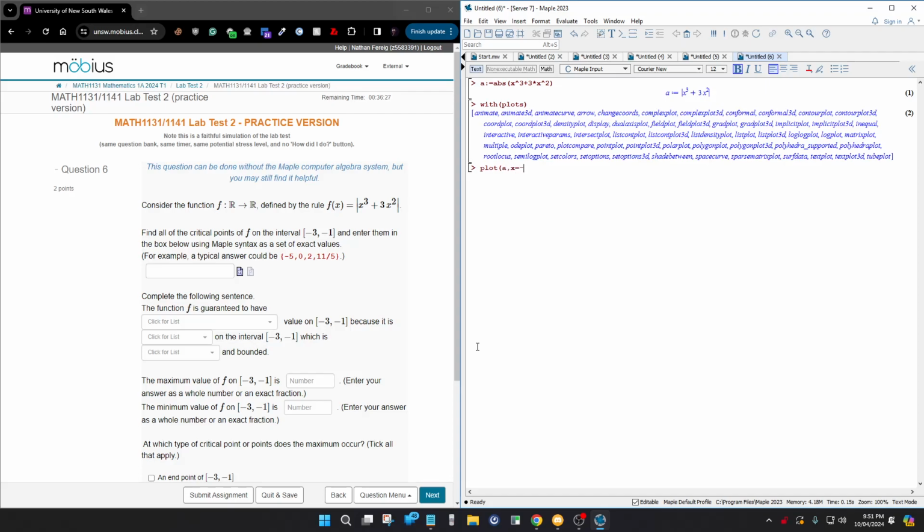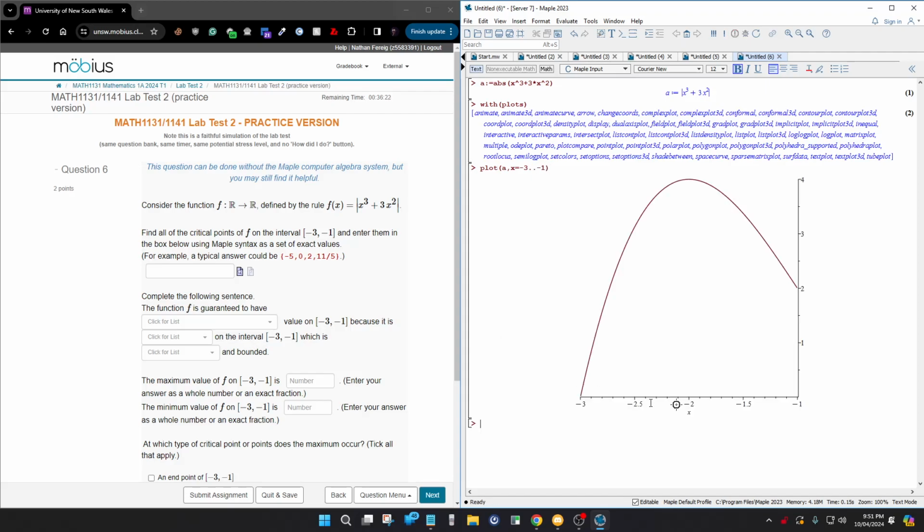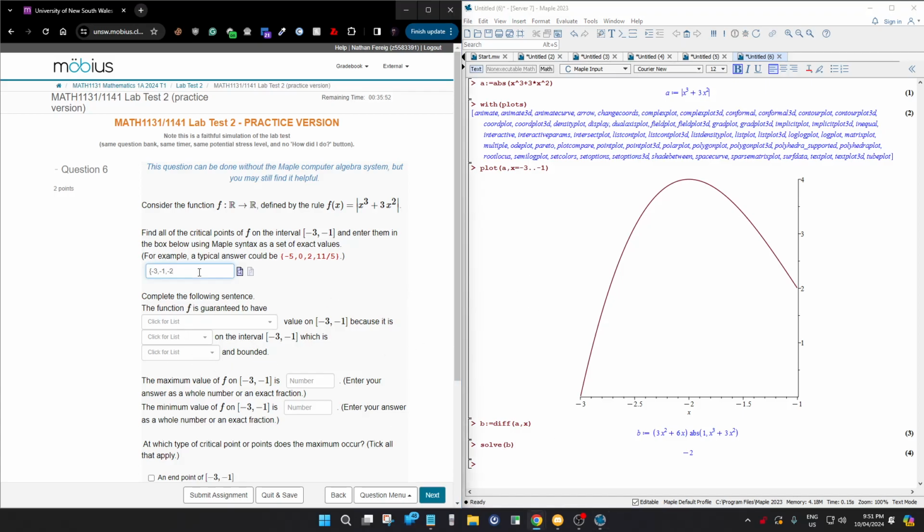X dot negative 3 dot negative 1 if I can type. That's not too bad. We want to put them squiggly brackets in. Negative 3 comma negative 1 comma. Do we see another point? Yes, we will. We will need to differentiate. First of all, we'll do B dash equals diff A with respect to x. Then we will solve for B. If I can even type today. Solving for B. What do we get? If it loads, please load. We get a cheeky negative 2, which is another relevant point.